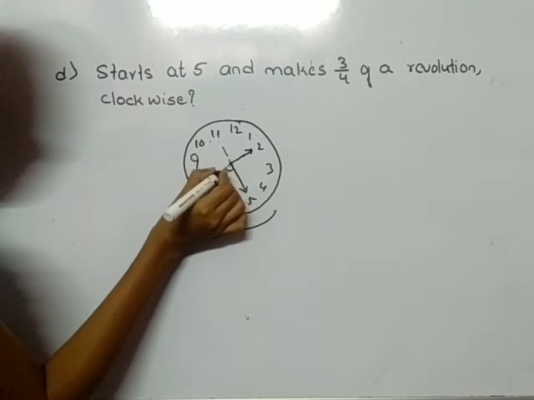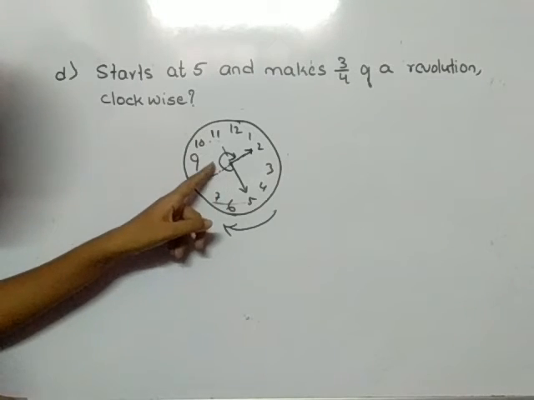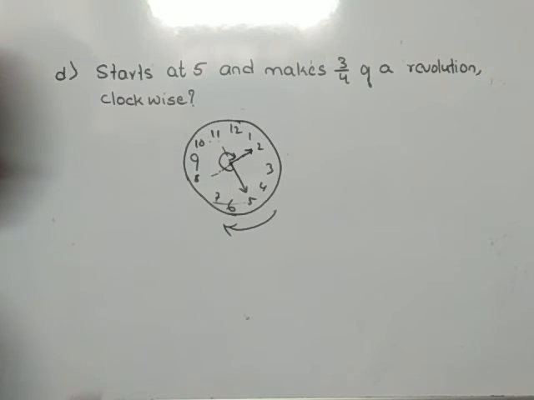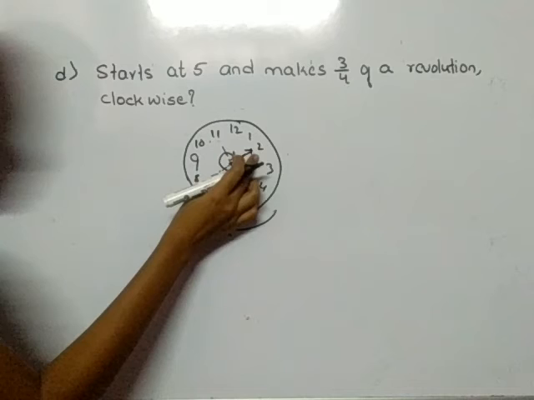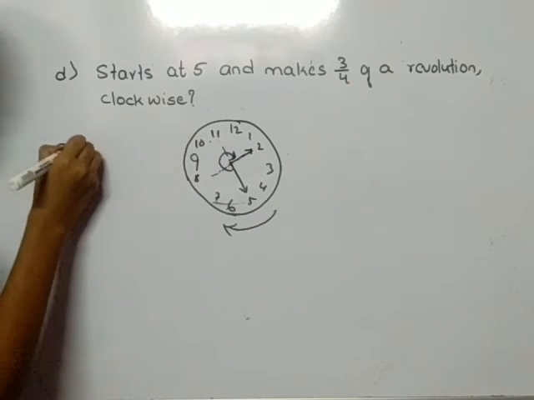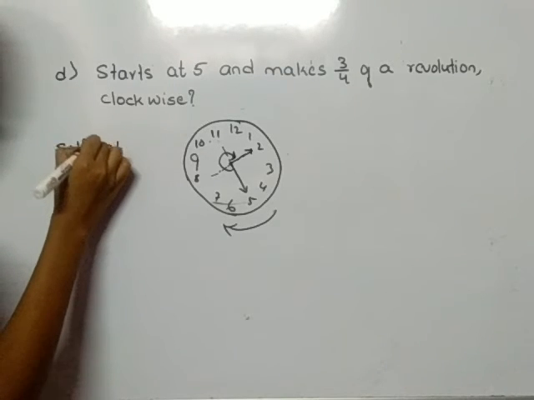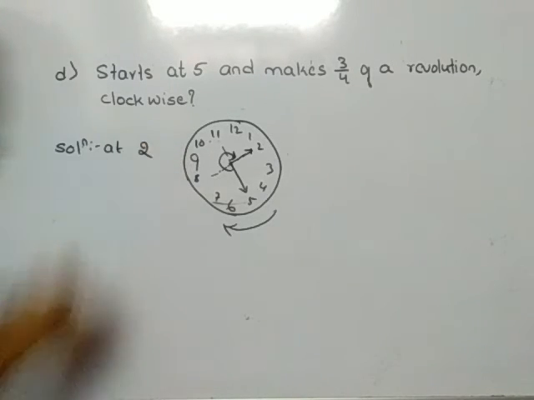So it has rotated in a clockwise direction. See here, 1 part, 2 part, 3 part it has rotated. After rotating 3 parts, it is pointing towards the number 2 here. So the solution is 2. 2 is the answer for the fourth one.